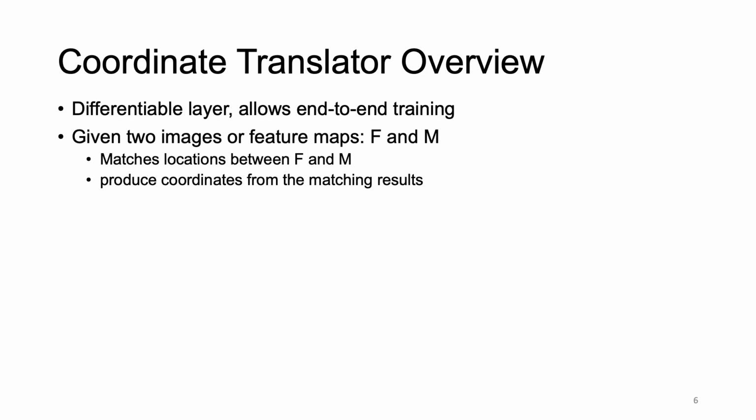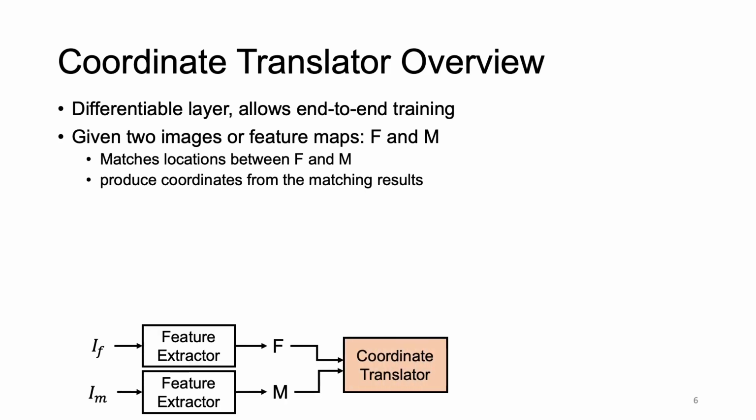The first contribution of this work is a proposed module named Coordinate Translator. It is a differentiable layer that is designed for doing two tasks. When given two feature maps, F and M, extracted from the fixed and moving images, the Coordinate Translator will first match the features between F and M, and then the matching result will be directly translated to coordinate correspondence. Therefore, the output of the Coordinate Translator is a sampling grid that can be used by the grid sampler to warp the moving image.